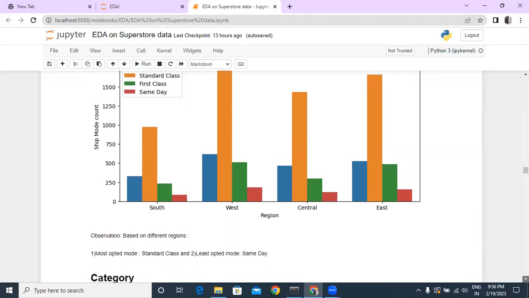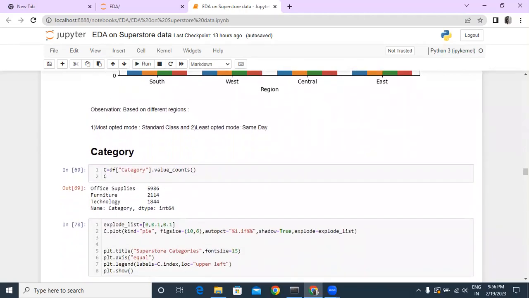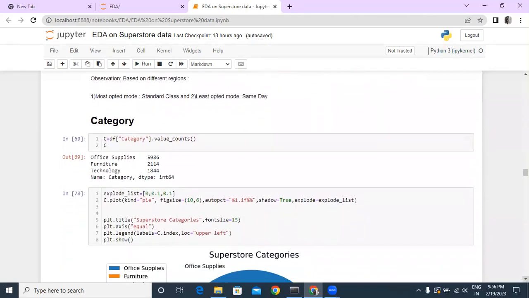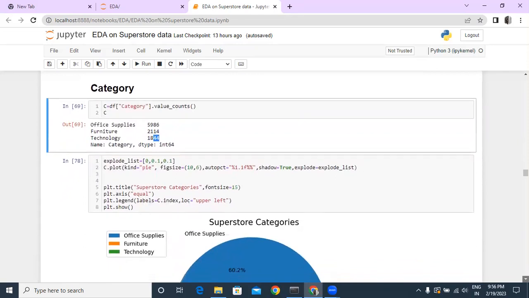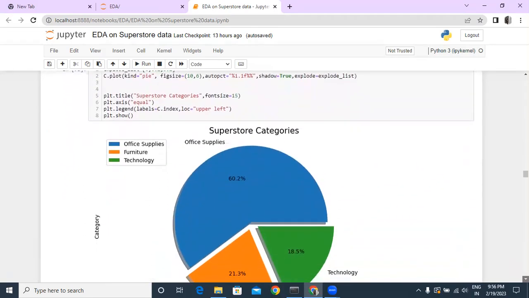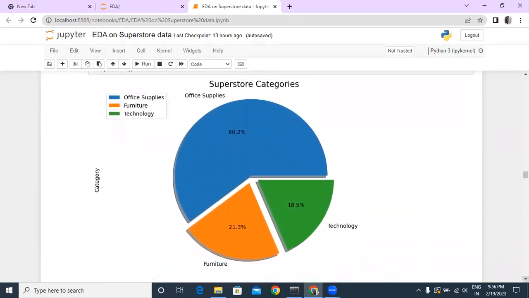So let's move on further and move on to the category column, which is the most important column. We saw that there are three categories in this category column: office supplies, furniture, technology. So office supplies is the highest and technology is the least. We can observe the same through a pie chart, and we can clearly observe that 60.2% is for office supplies.